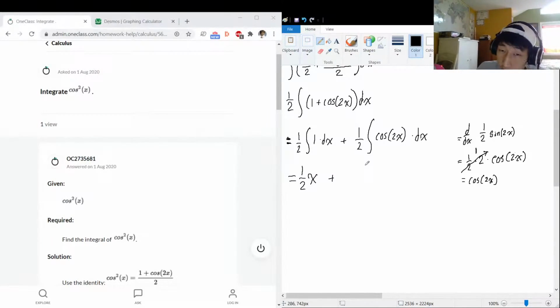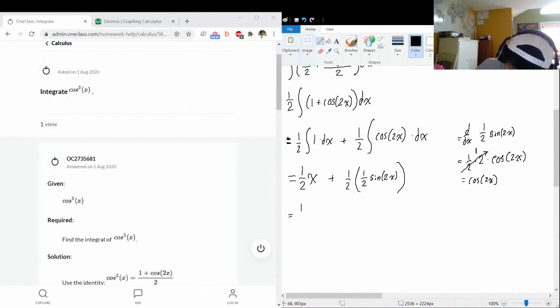So we still need to keep this 1/2 term. We found that our integral of cos 2x is something that you would take the derivative of to get it. And we know that the derivative of 1/2 sine 2x would give us cos 2x. So within the bracket here, we're going to put 1/2 sine 2x. Okay, cool.